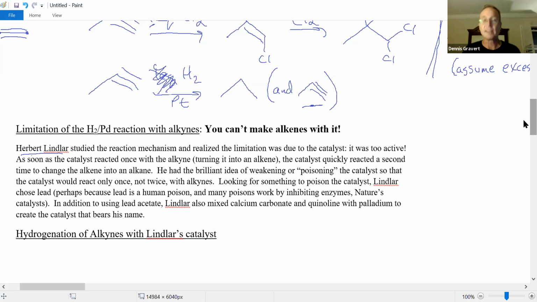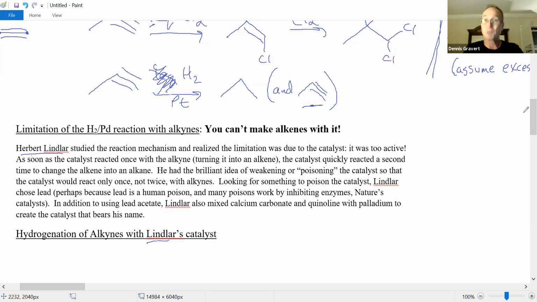Yeah, lead acetate, and another organic molecule called quinoline, and a little carbon, a little calcium carbonate. Anyways, a little trial and error, he found a way to weaken the palladium catalyst, and so it started to work. So you don't have to know the recipe. All you have to know is Lindlar's catalyst.